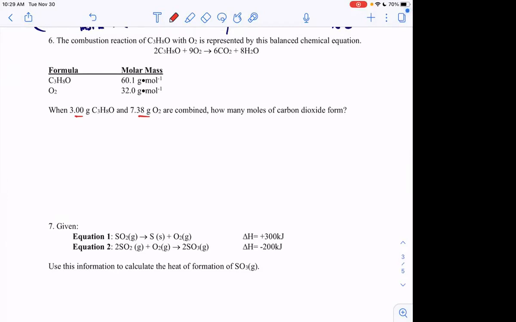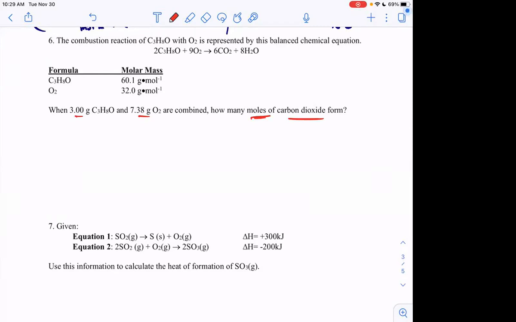So the way we do limiting, we say, let's just do, right? Mass of A to moles of A, moles of A to moles of B. And it's only asking for moles, so I don't need to go to mass of B. And it's asking for CO2, so that'll be my B. And I'll simply calculate it for both reactants. And whichever one produces less moles of CO2 is my one that's limiting. And therefore, that will be my answer.